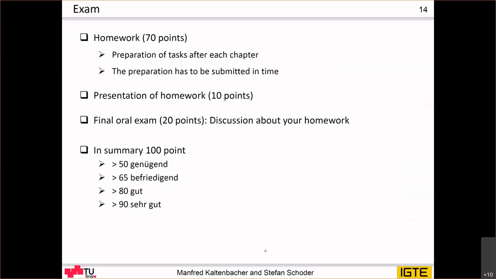And finally, there will be an oral exam, where you can also get up to 20 points. It will be a discussion about your homework. So there will be no additional things. It's a discussion about your homework. And in this sense, as you can see, you can get up to 100 points, and the grade you will obtain follows the standard according to the points as listed here.